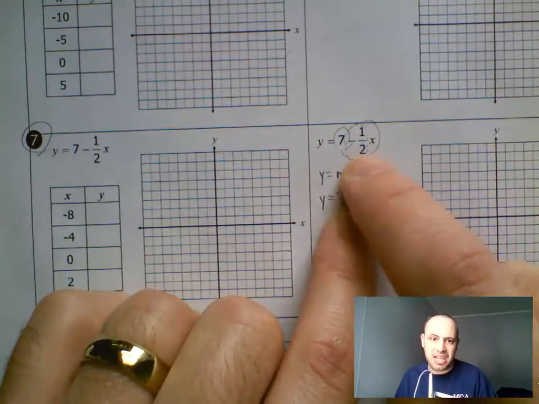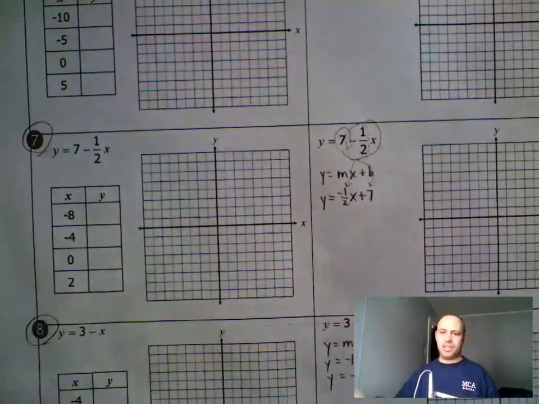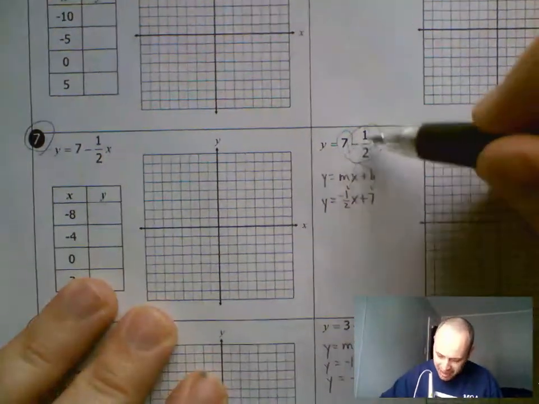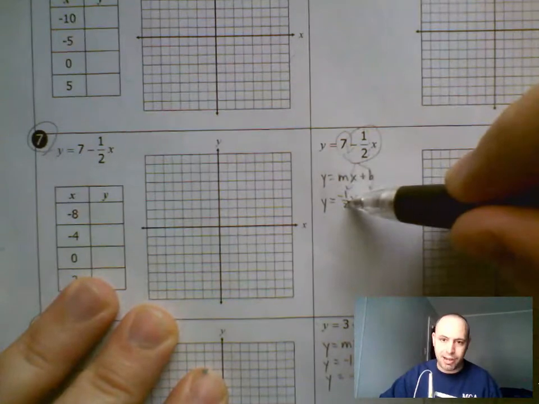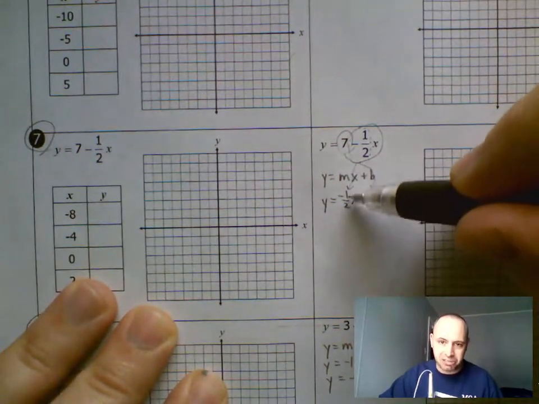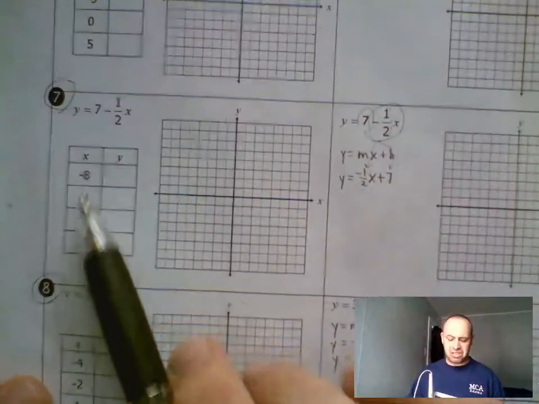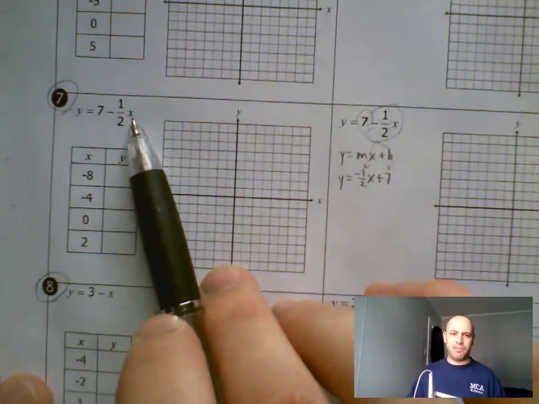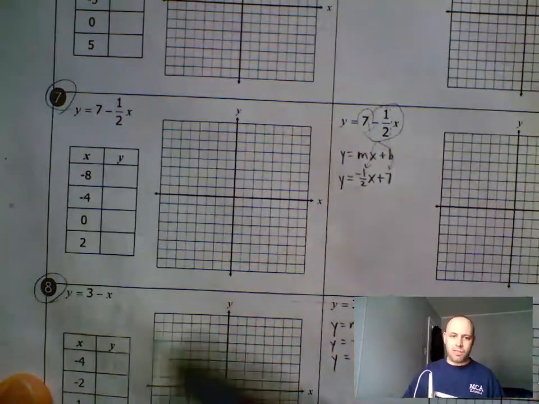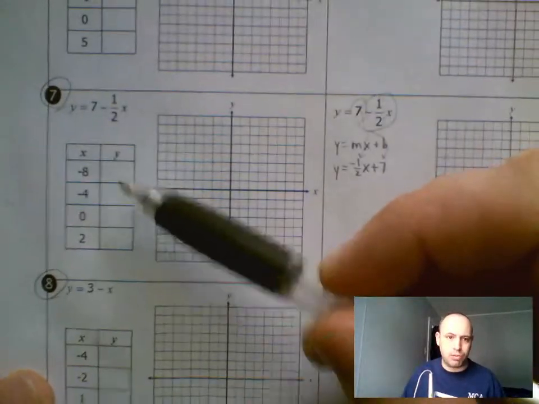Okay, so in this case, when it's written like this, we need to rearrange it and take the -1/2 x, put that in the front, so we know that that's the slope. Okay, and then we can go from there. All right, same thing on this side. You're just taking these numbers, putting them in for x, and it will produce 4 different answers.